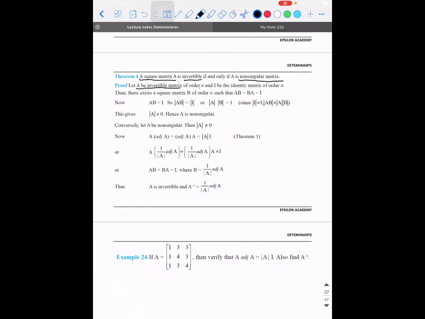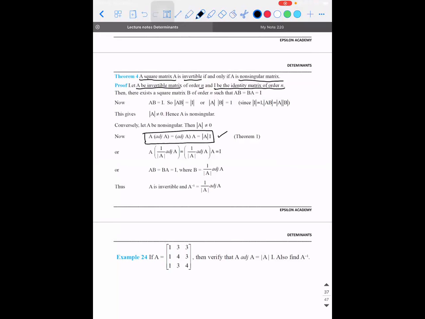So let A be an invertible matrix of order n and I be an identity matrix of order n. If that is the case, then what is the relation between A, adjoint of A, determinant of A, and I, according to theorem number 1? This is the relation. A into adjoint of A is equal to adjoint of A into A is equal to determinant of A into I. Since determinant of A is a number, can I divide by that on both sides? Yes, sir.